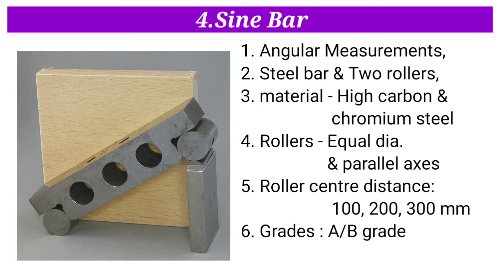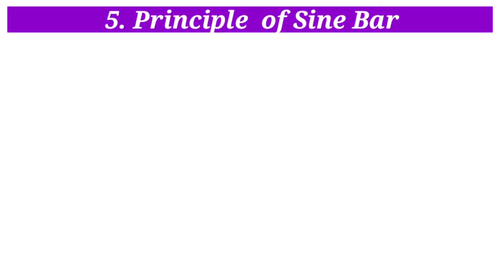Sine bars are graded as A grade or B grade sine bars. A grade sine bars are made with an accuracy of 0.01 millimeter per meter of length, and B grade sine bars with an accuracy of 0.02 millimeter per meter length.